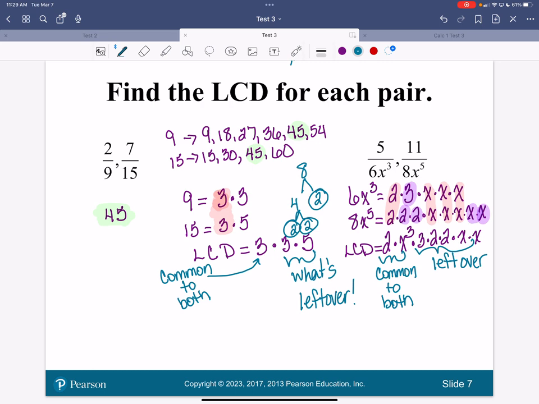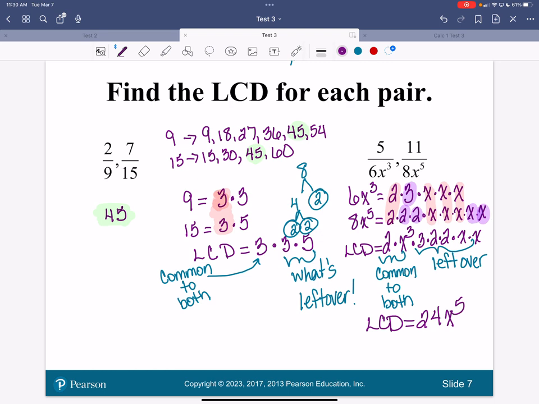So I'm going to say 2 times 3 times 2 times 2. So what is 2 times 3 times 2 times 2? Good, 24. Okay, so my LCD is going to be 24. Then I've got x cubed times x times x. What's that? X to the 5th.